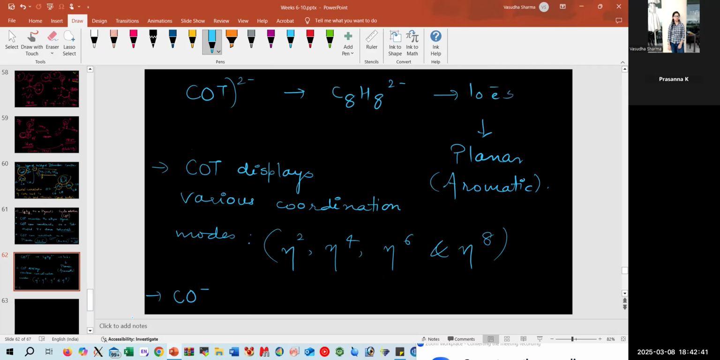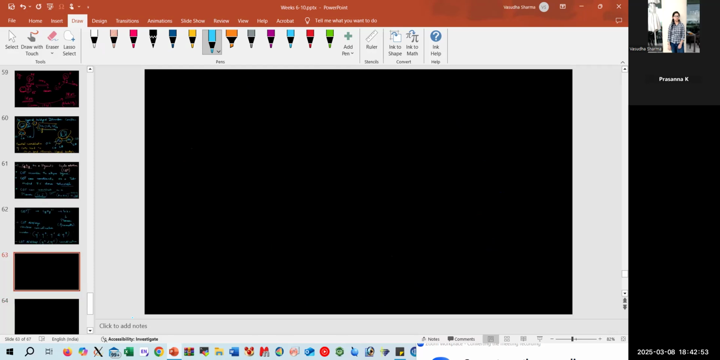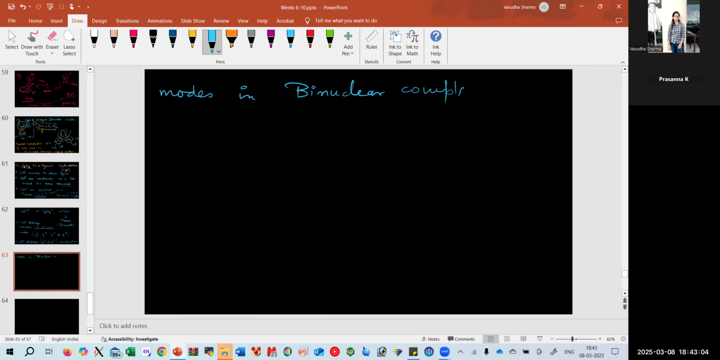Also, COT can display eta 3 and eta 5 as well, which are odd number coordination modes. But this is possible only in a binuclear system, where we have 2 metal centers. In those systems only it would undergo eta 3 and eta 5. We will be seeing the examples later.